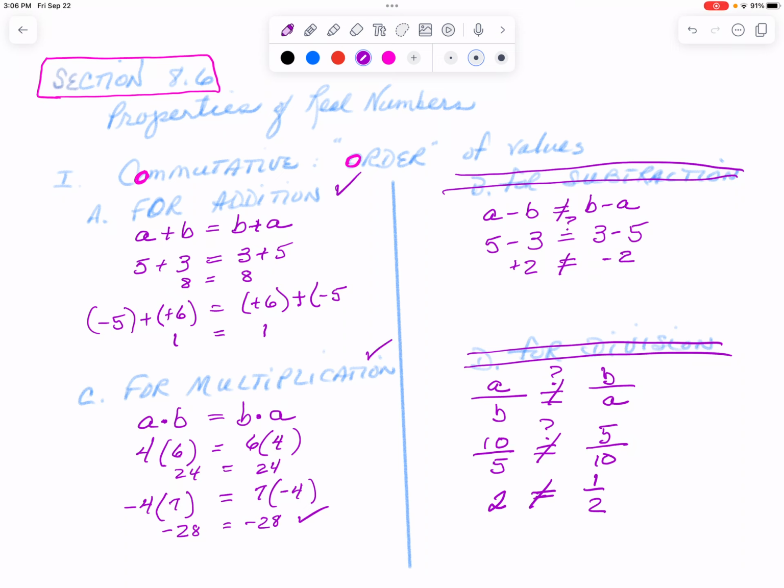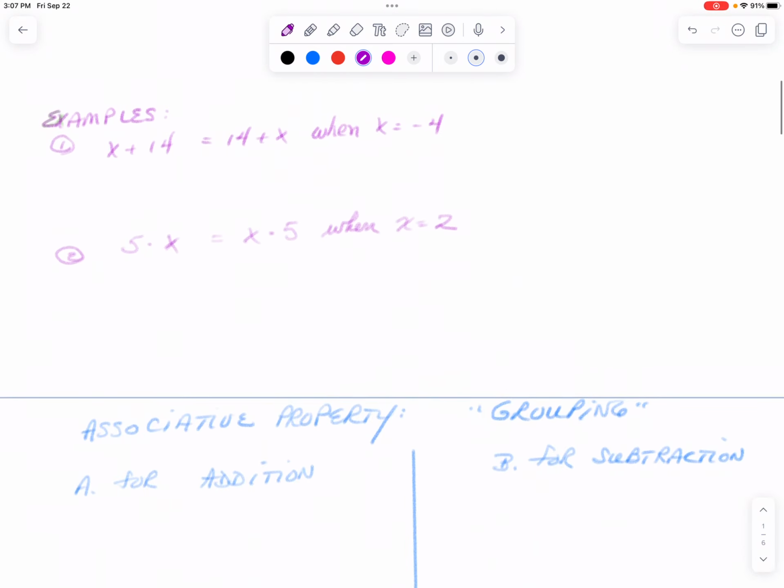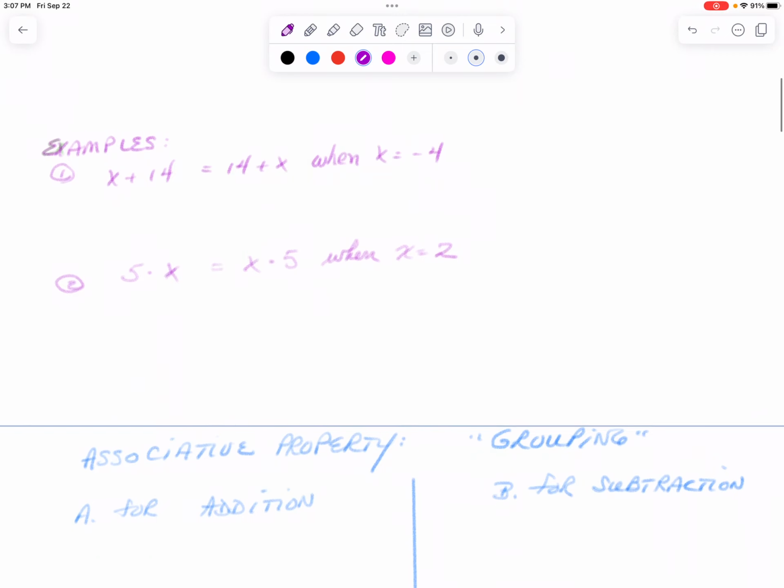When you answer questions about this, you are expected to also identify the property and the operation. So don't just say commutative property. Say commutative property of addition or commutative property of multiplication. Okay, here are a couple of quick examples for you.